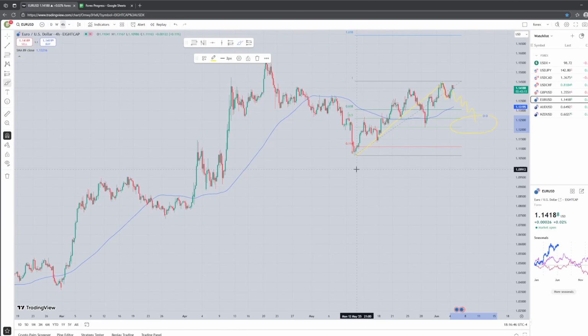Then I will start buying Euro USD. Put your stop loss below the local minimum here and put your take profit at the Fibonacci extension 1.618 up there. Until that, we're going to wait.